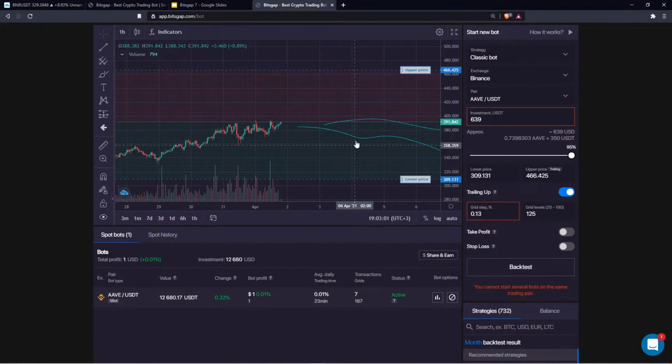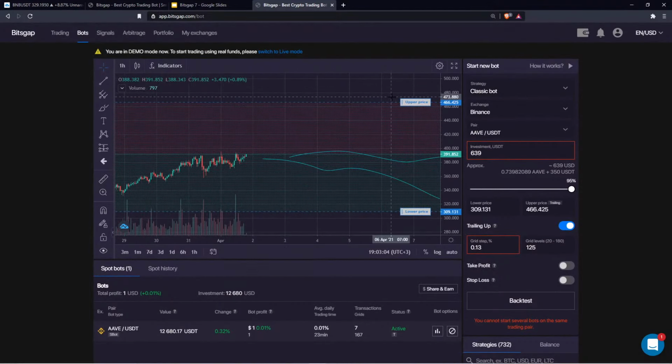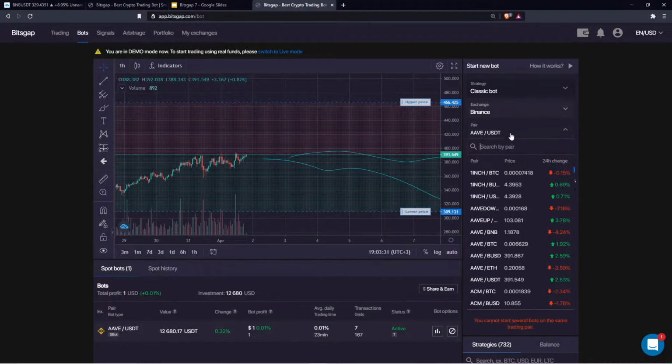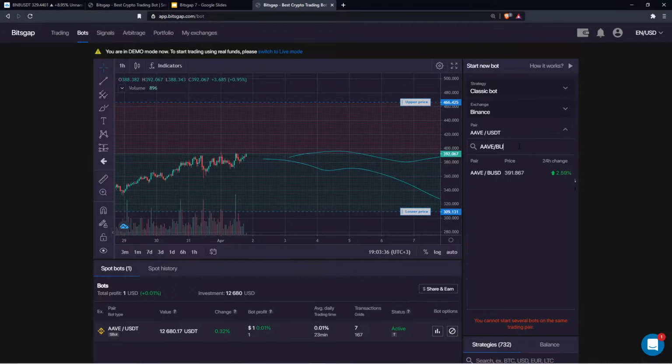Okay, and the trick is, by the way, you can simultaneously launch different configurations on one cryptocurrency pair. So for example, you see here I have AVE trading to USDT, and it says you cannot start several bots on the same trading pair. But the trick is to trade AVE to other stable coins if you find them on Binance. Let's see if we have AVE trading to TUSD. No, we don't have it. Maybe BUSD. Yeah, we have AVE trading to BUSD.